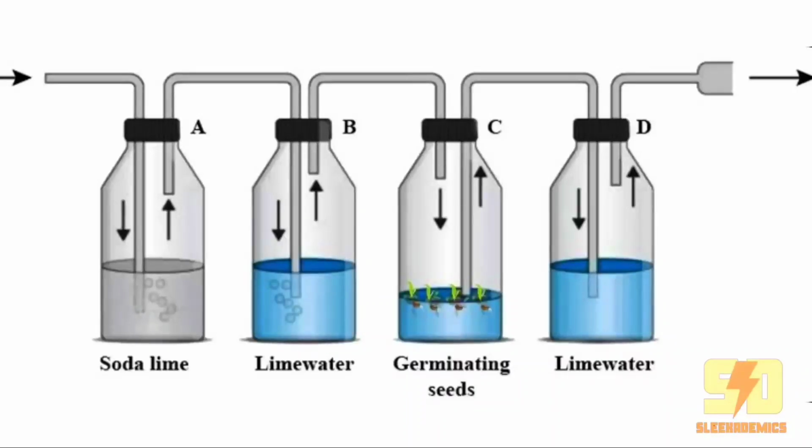a growing plant. The essence of using the dark cloth is to ensure that the plant does not undergo photosynthesis during the process. Now to the experiment proper.